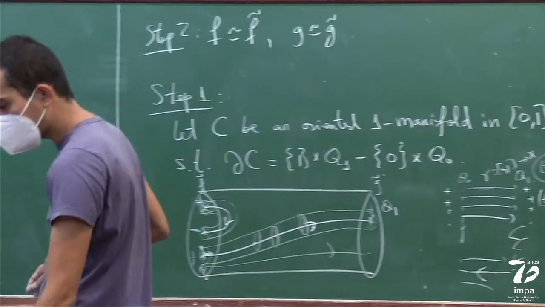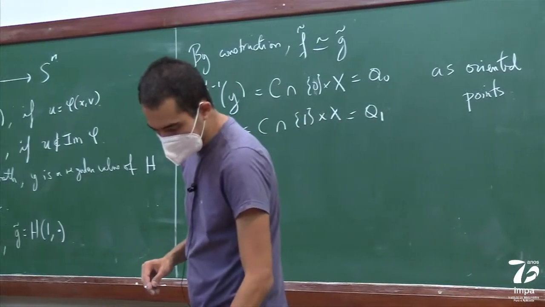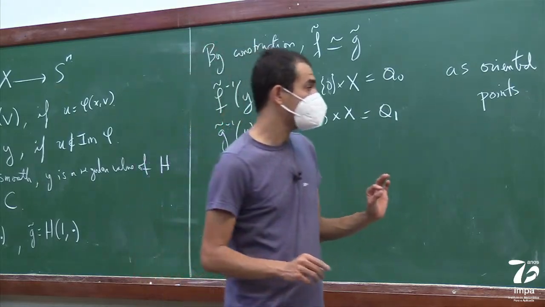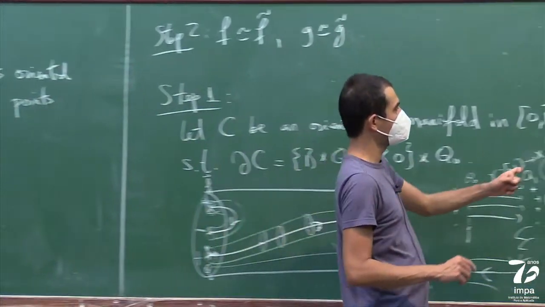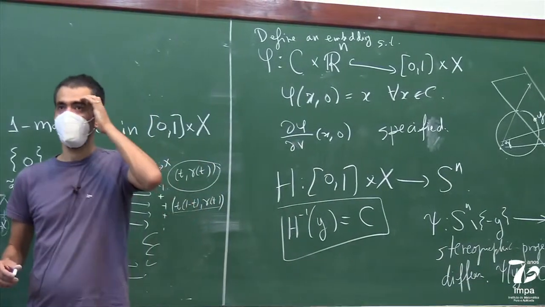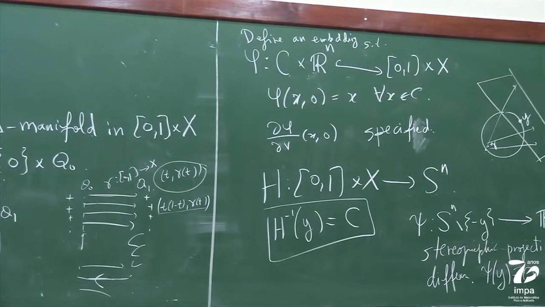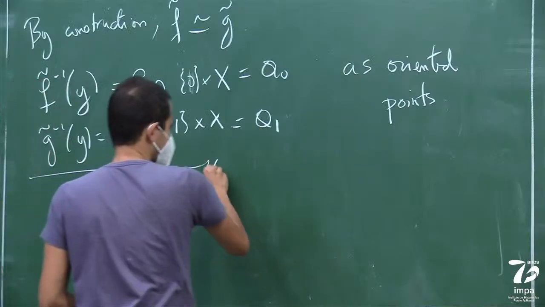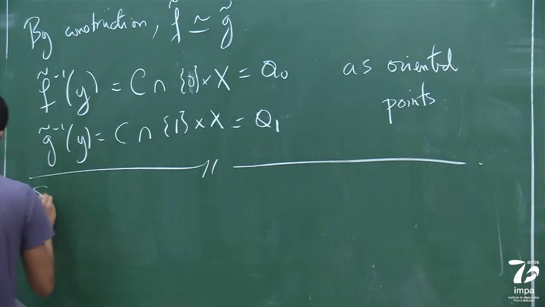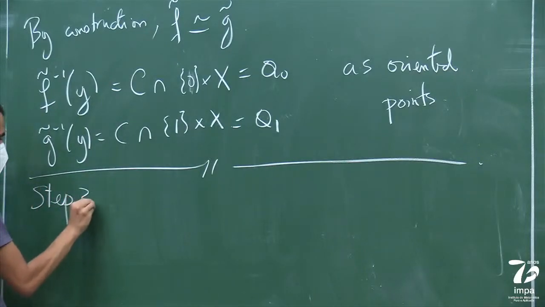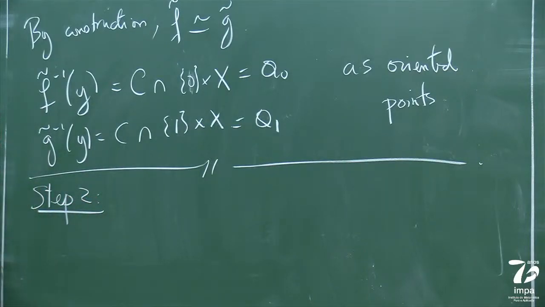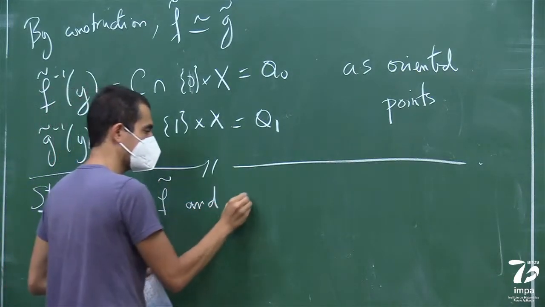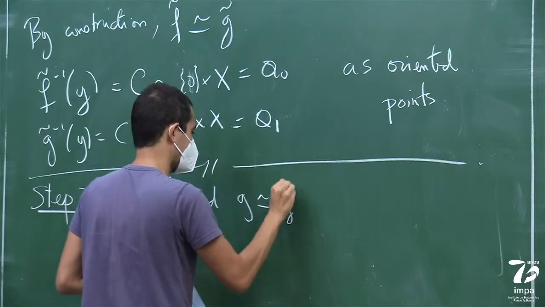Okay. Anyway, so that's it. That's basically the first step. What I haven't told you exactly is how I want to choose this dy dv. And that's going to come into the second step. The second step is to show that f is homotopic to f tilde, and g is homotopic to g tilde.